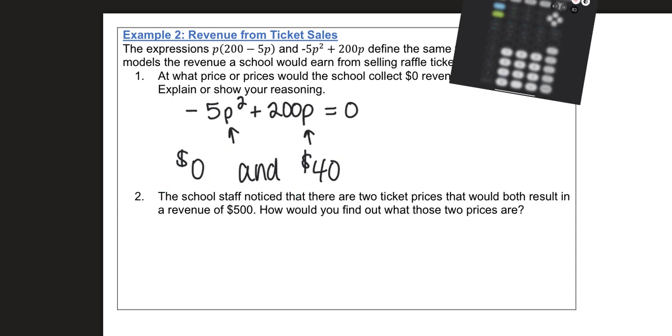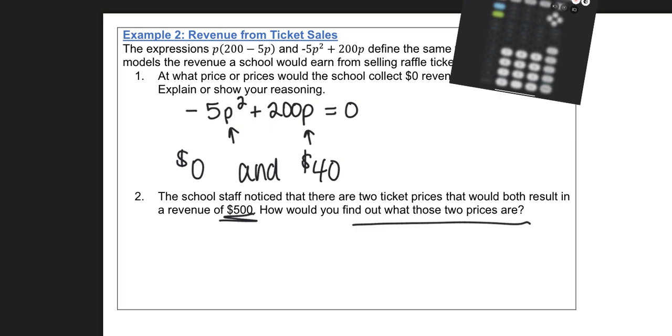The school staff noticed that there are 2 ticket prices that would both result in a revenue of $500. How would you find out what those 2 prices are? So we don't need to technically figure out what those are right now. We just want to talk about how we could find out what those prices are. So there's 2 ways that we could do it.